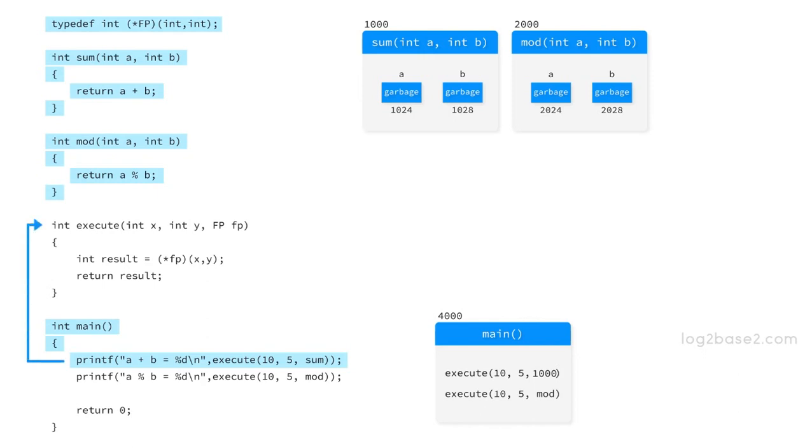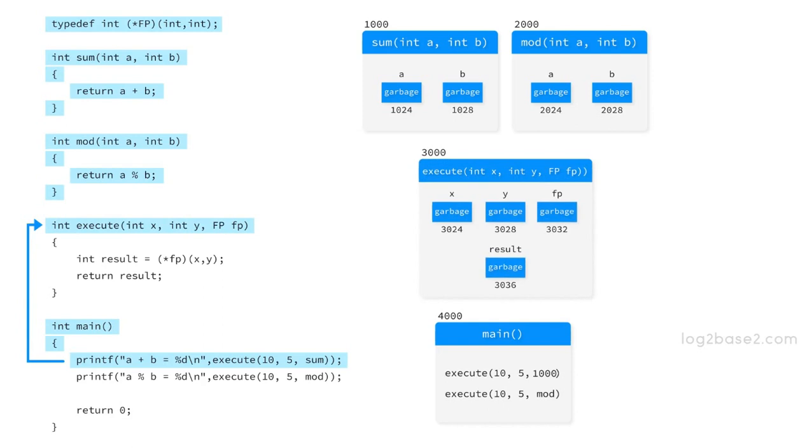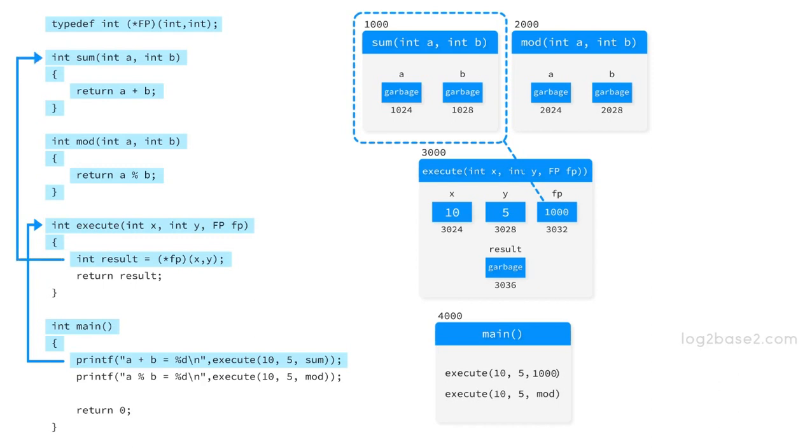So control goes to the execute function. There we have parameters x, y and function pointer fp of type fp. So 10, 5 and the address 1000 will be stored in these. Next we have result equal to star fp of x, y. Since fp contains the address 1000, this line of code will call the function sum.